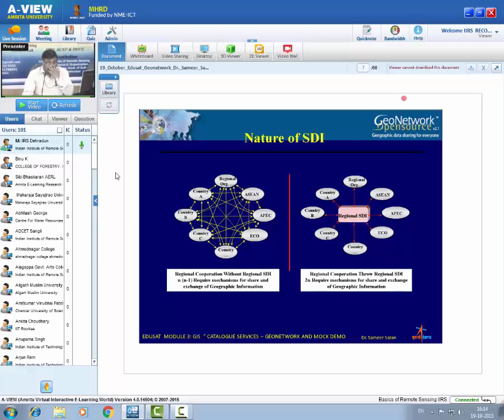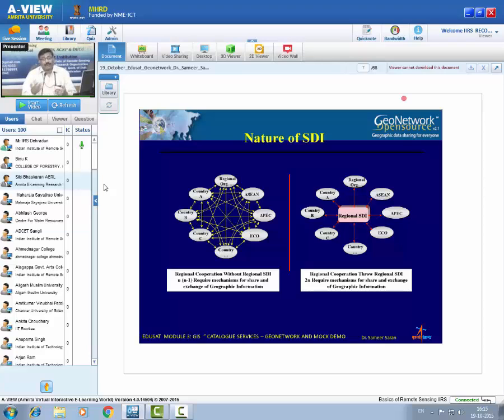Now there is one very important slide which I am trying to show. There are two mechanisms by which you can share or exchange your geographic information. On one side, what you see is where there is no concept of SDI. People are sharing the data by checking, suppose if I want to search the forest data, for each individual node, I am going and checking whether the forest data is available or not. But that is the mechanism of n-1.